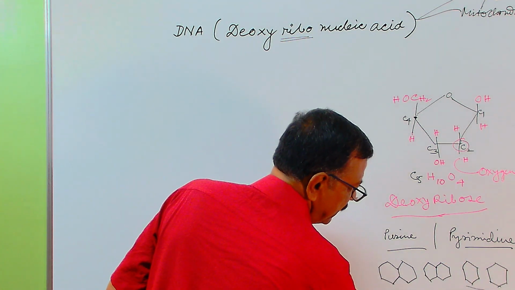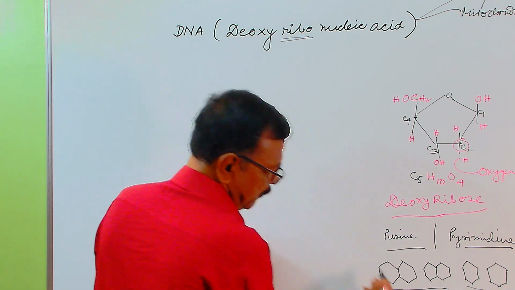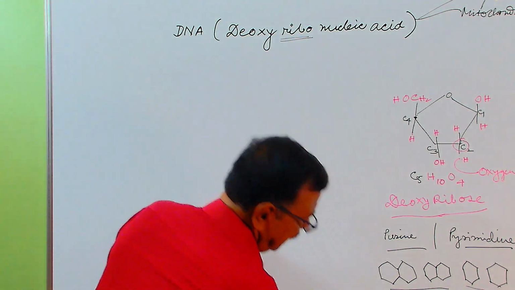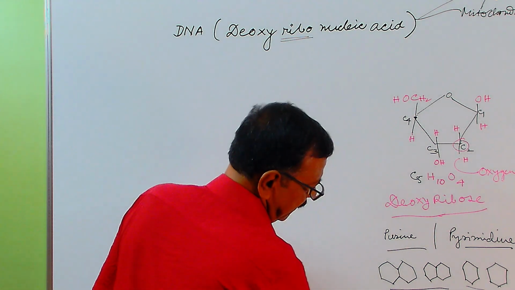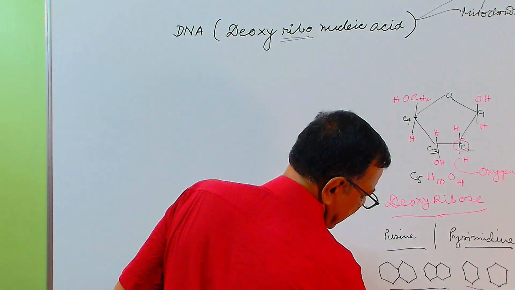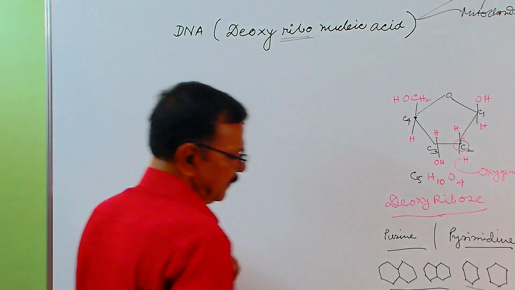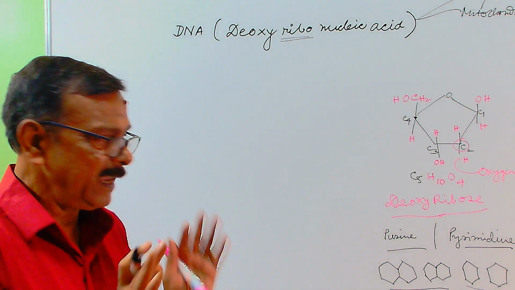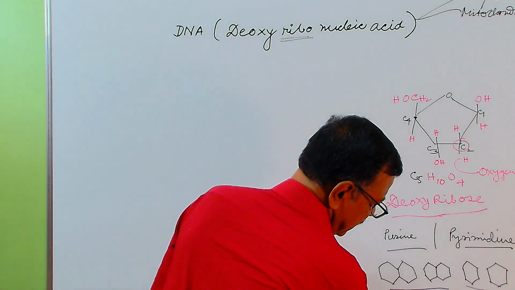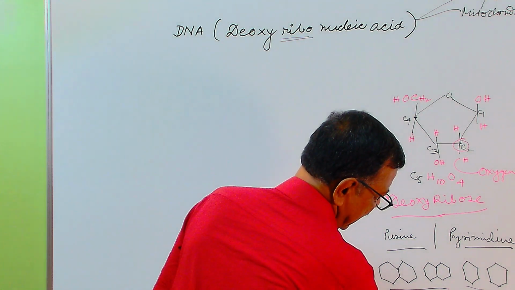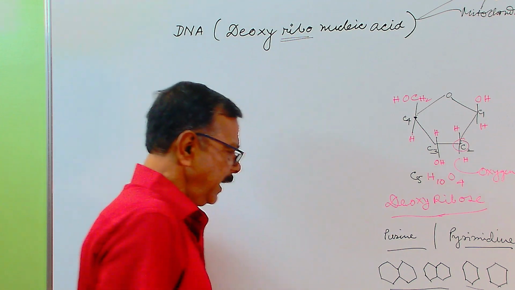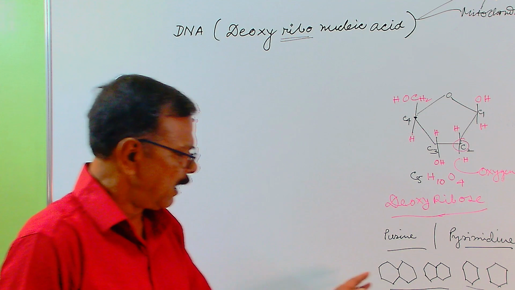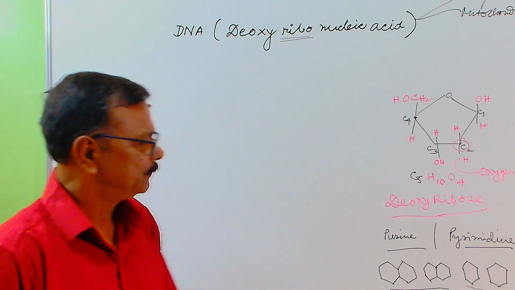These two are pyrimidine, these two are purine. Purine bases are known as adenine, guanine, and these two are known as thymine and cytosine. This is thymine, not thiamine. So adenine, guanine, thymine, cytosine are the four types of bases.